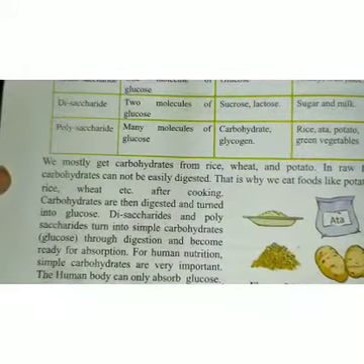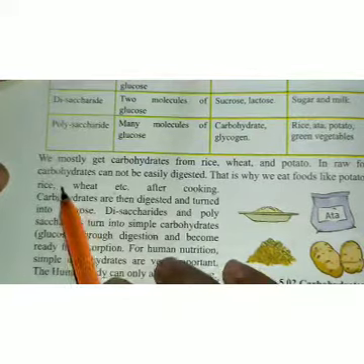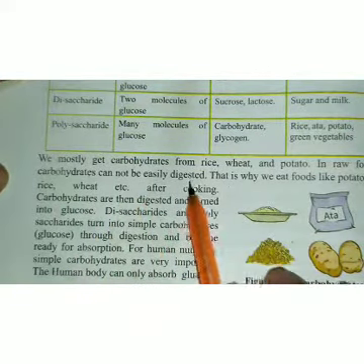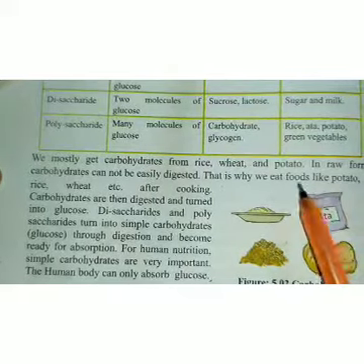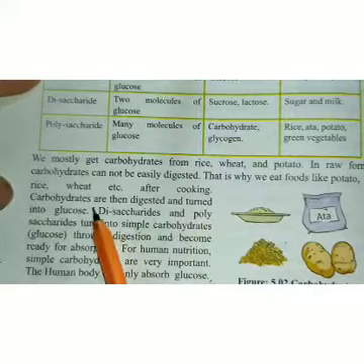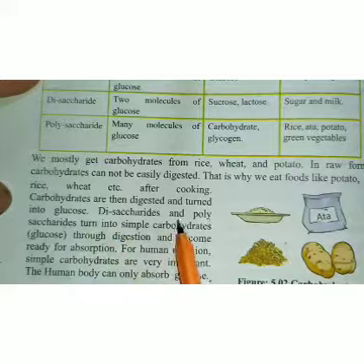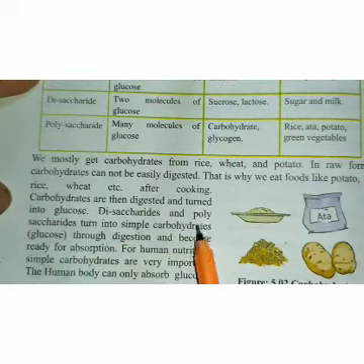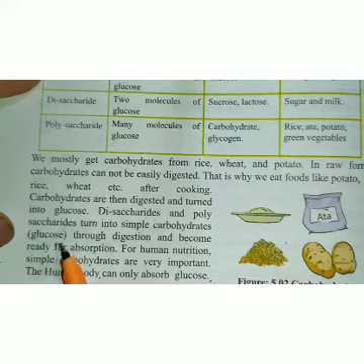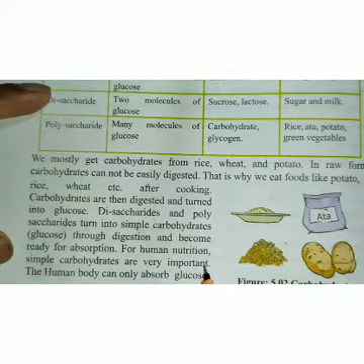We mostly get carbohydrate from rice, wheat and potato. In raw form carbohydrate cannot be easily digested. That is why we eat food like potato, rice, wheat, etc. after cooking. Carbohydrates are then digested and turned into glucose. Disaccharide and polysaccharide turn into simple carbohydrate, that is glucose, through digestion and become ready for absorption. For human nutrition, simple carbohydrates are very important. The human body can only absorb glucose.